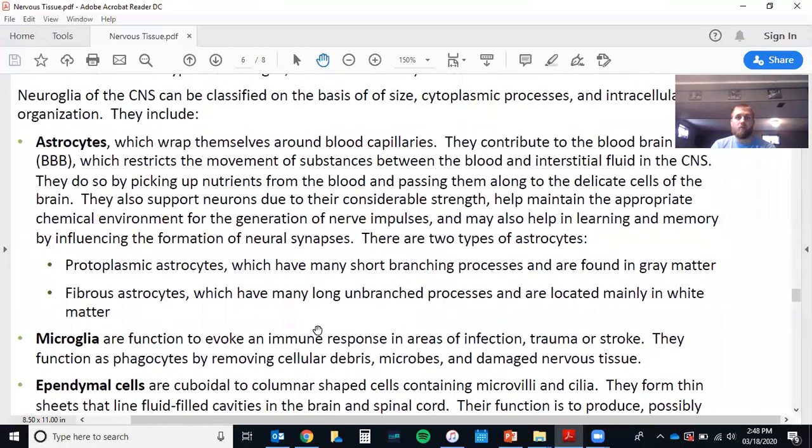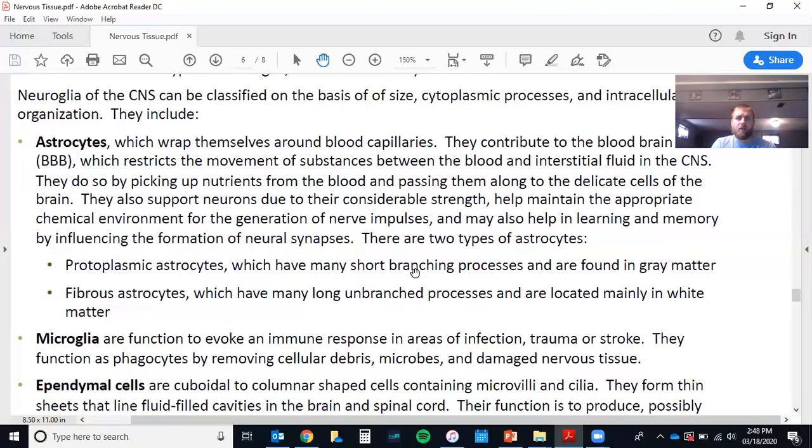Now, do they allow nothing through? No, sure. They're going to allow certain things, nutrients and waste that need to leave the brain and spinal cord have to pass through the blood-brain barrier. So astrocytes help with picking up those nutrients and moving them along, either to the delicate cells of the brain or away from them. Some astrocytes actually do support neurons due to their considerable strength, help maintain the appropriate chemical environment for the generation of nerve impulses, and may also even help in learning and memory by influencing the formation of those synapses that we were just talking about.